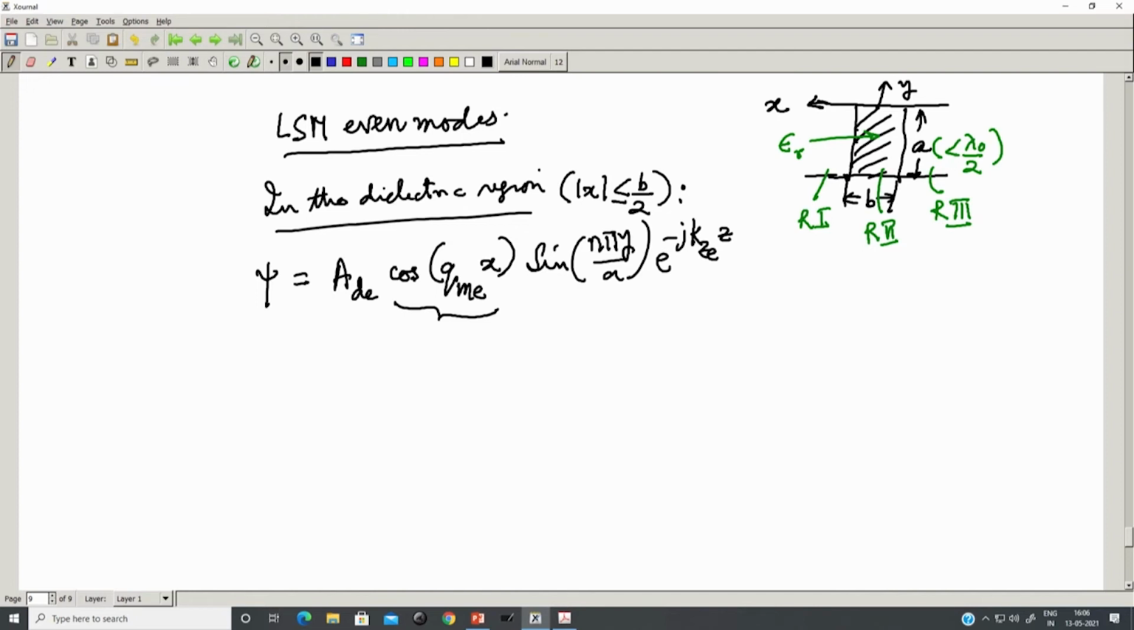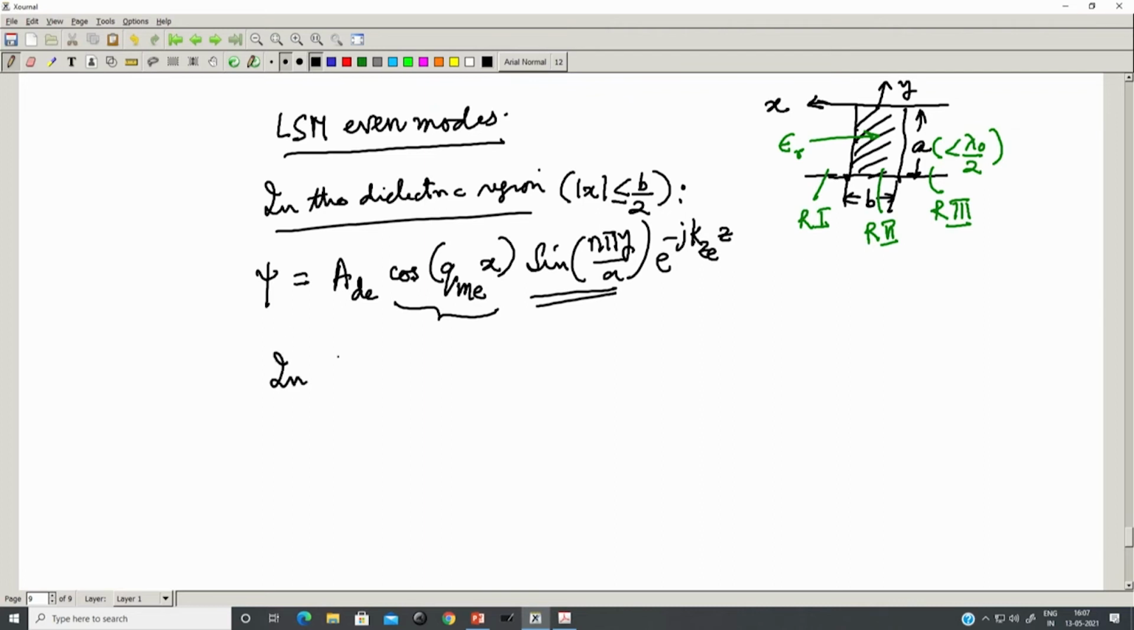Sin n pi y by a denotes the reflection, as in it is not a new term to us, we have encountered this in the rectangular waveguide. So, this models the reflection in the y direction. We already know how to choose this sign and why it is not cos, we have already done that exercise in the rectangular waveguide in order to preserve the characteristic that the tangential electric field has to be 0 on the ground plane. And this denotes the propagation along the z direction. E refers to the even mode. So, this is the nomenclature of the LSM even mode in the dielectric region.